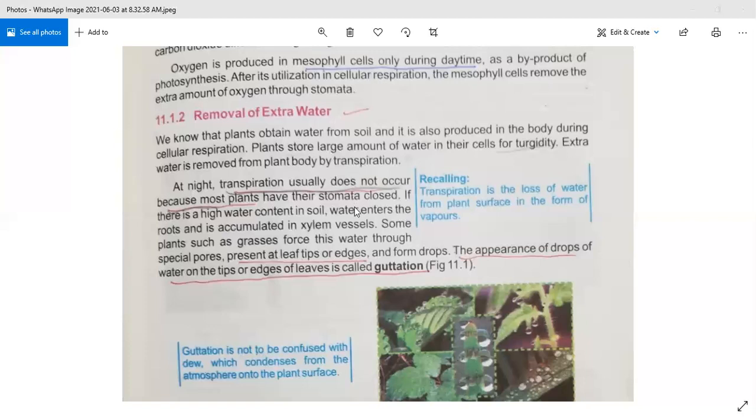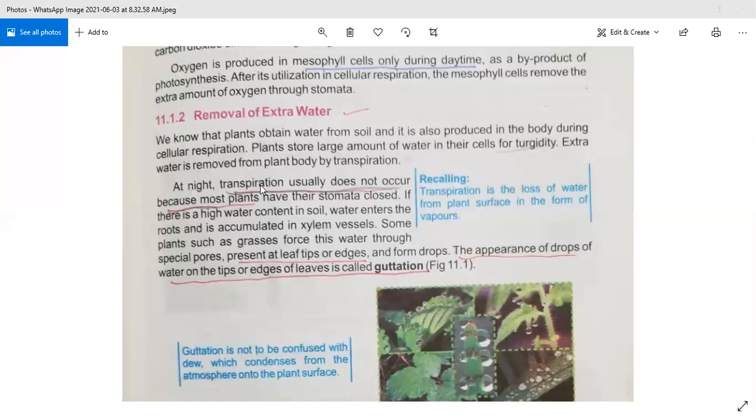There is another way, which is called guttation. In this way, plants also remove extra water from their body. But now we will discuss how extra water comes in the body of a plant. As we know, transpiration only happens at daytime. It does not happen at night, because for the transpiration process, sunlight is necessary. Due to sunlight, extra water is evaporated from the body of a plant. But at night, there is no transpiration because there is no sunlight.